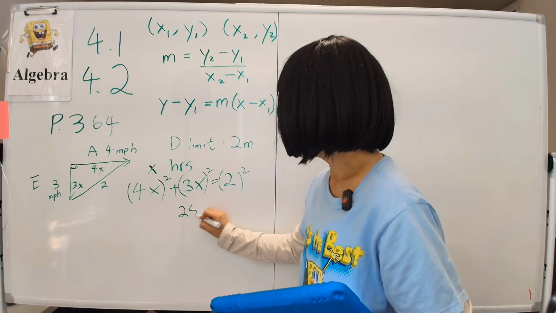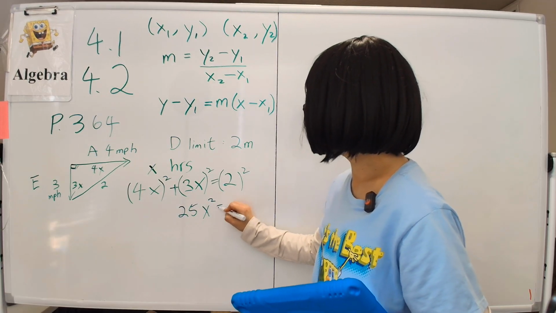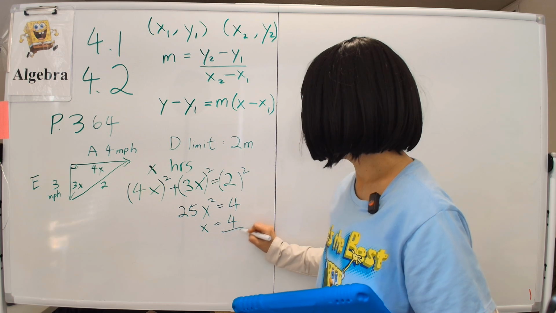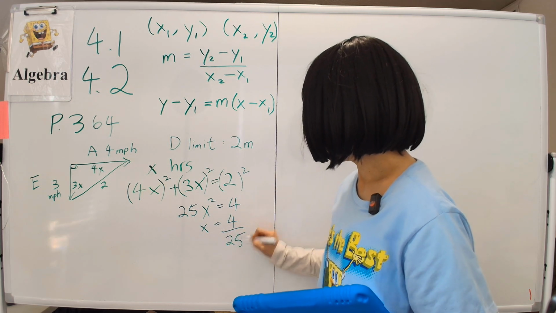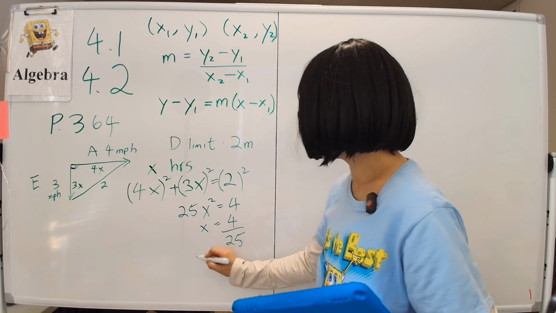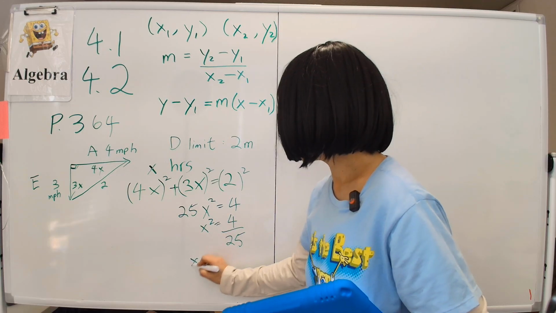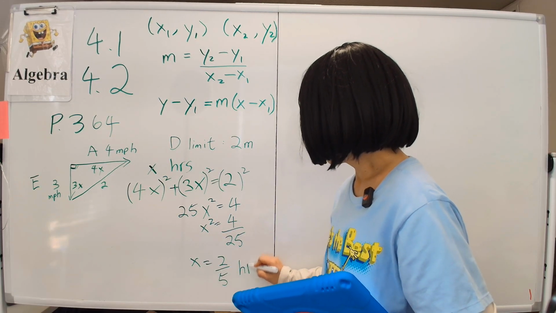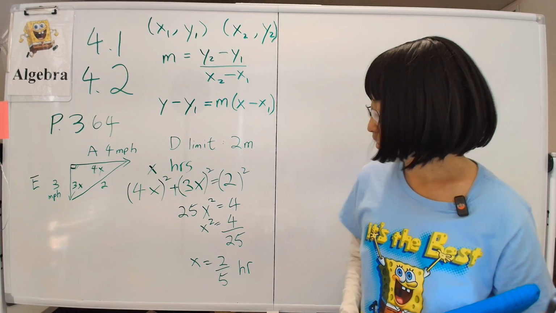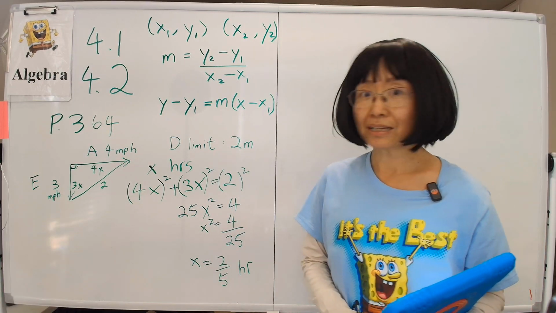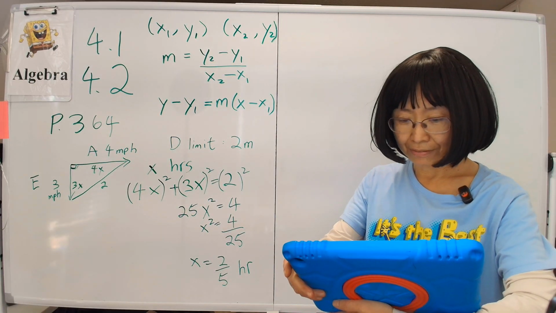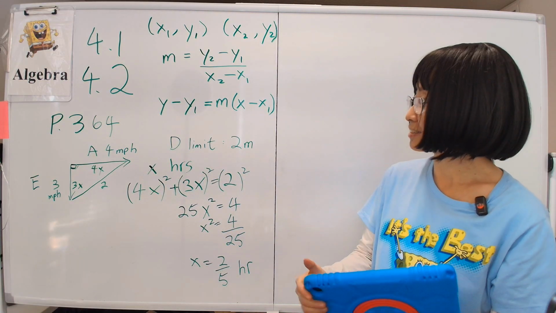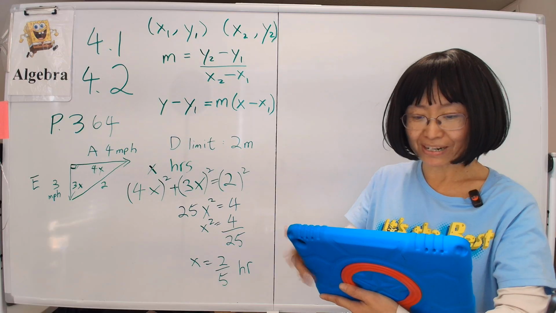So now we got 4 squared plus 3 squared, that equals 16 plus 9, which is 25. x squared equals 4 over 25. Then x equals the square root, so x equals 2 over 5 hours. All right, that sounds a bit better. 2 over 5 hour, that's 24 minutes or something. Whatever, it's 2 over 5 hours, and that is the answer, which looks much better, right?